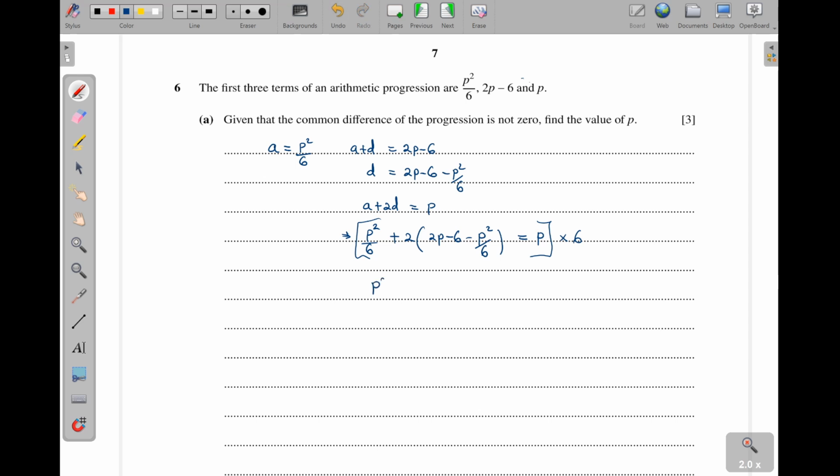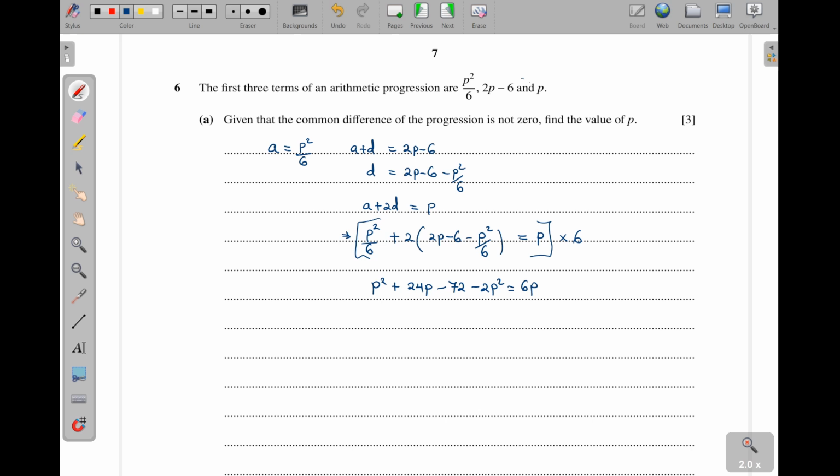So that means here I'll have p squared, then plus 6 times 2, you get 12. Now 12 times 2p, you will get 24p. Then again 12 times 6 here, we shall get negative 72. And then when I multiply the 6 here, it disappears. Then the 2 will multiply with this, so we shall have minus 2p squared. And then this way we shall have 6p.